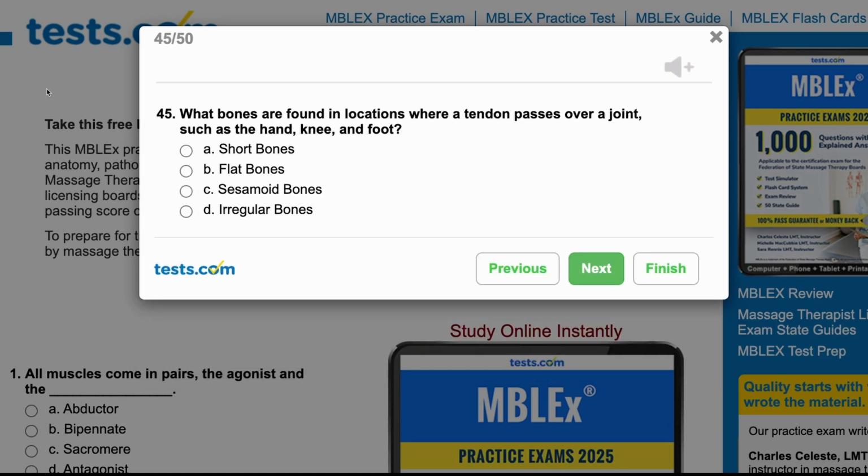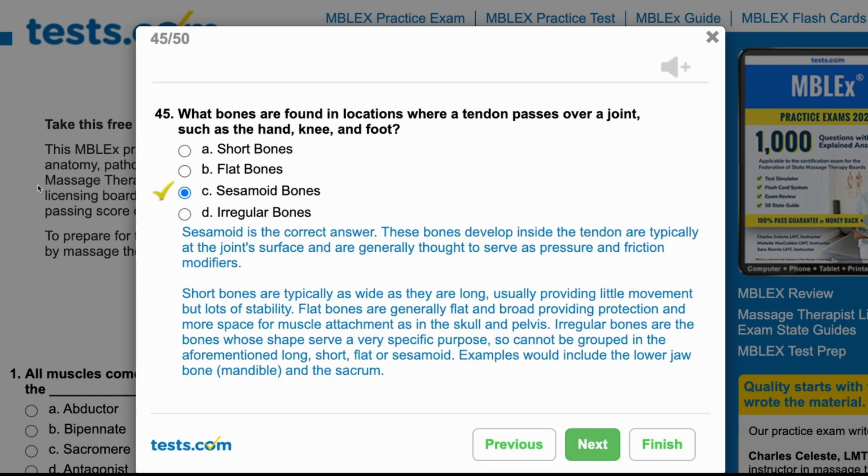Question 45. What bones are found in locations where a tendon passes over a joint, such as the hand, knee, and foot? A. Short bones, B. Flat bones, C. Sesamoid bones, D. Irregular bones. C. Sesamoid is the correct answer.